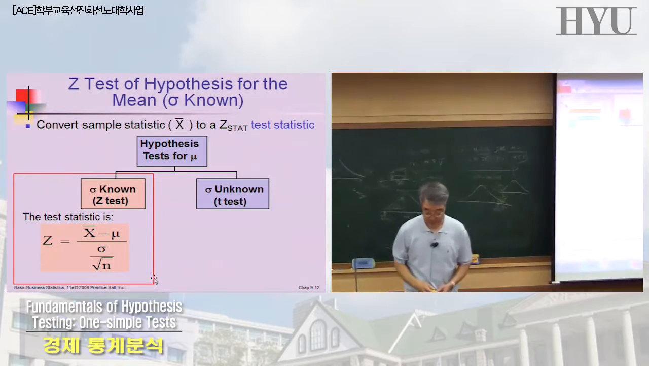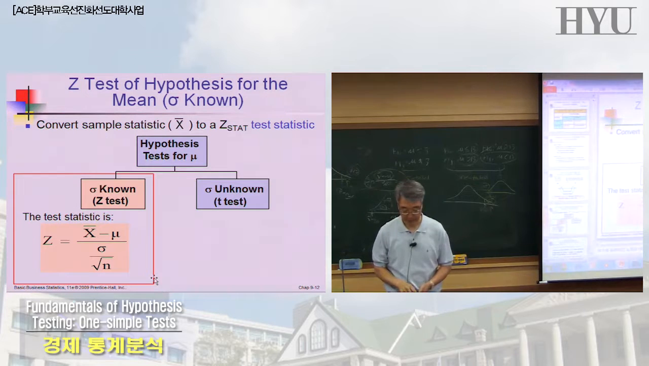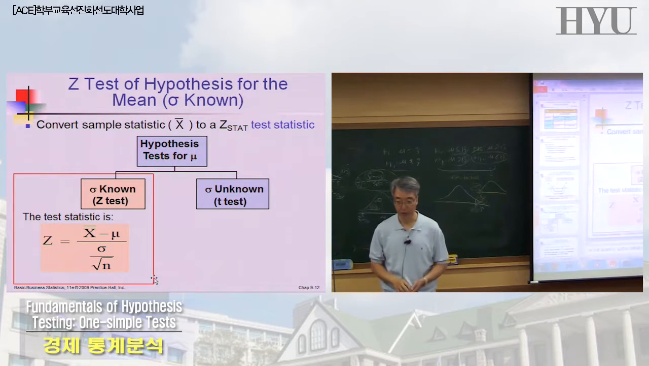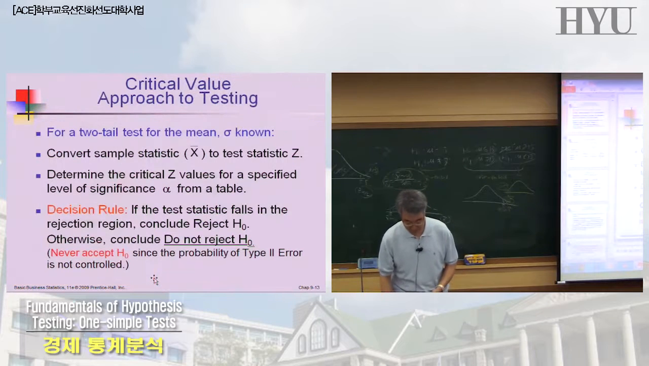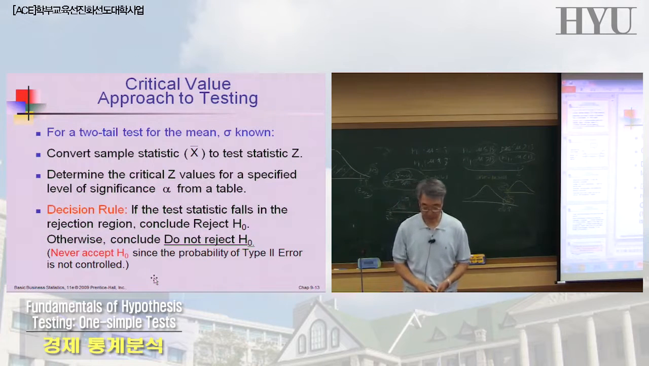All right, so the test statistic is Z if sigma is known. If sigma is unknown, we'll talk about it a few minutes later, but you know what the answer is: instead of sigma, you use S, and then instead of the Z-score, you have to use the T-score. That's the only difference.